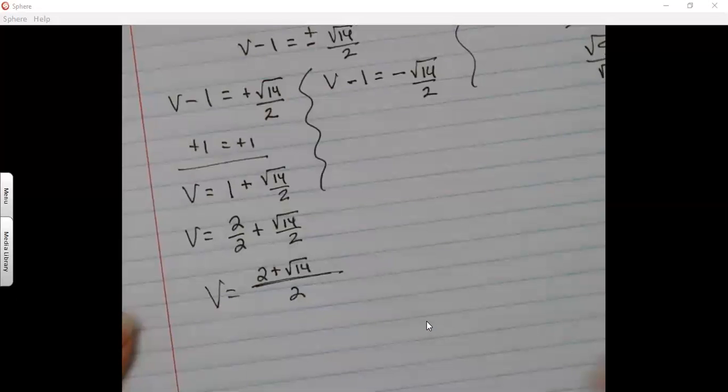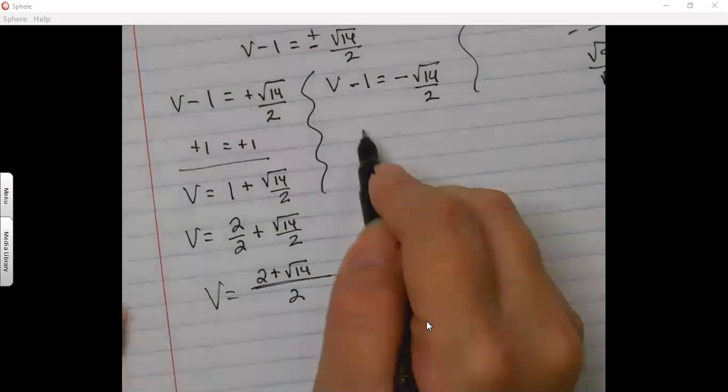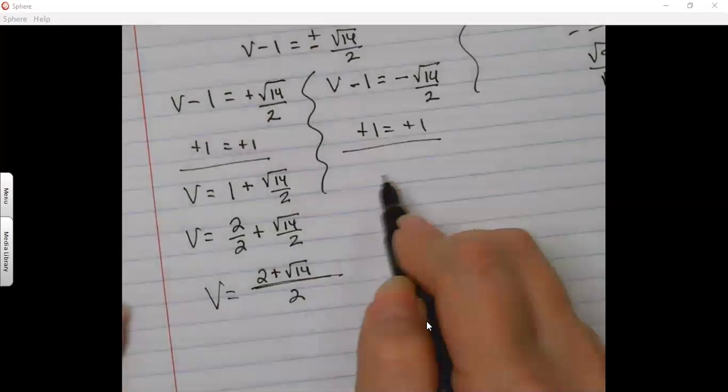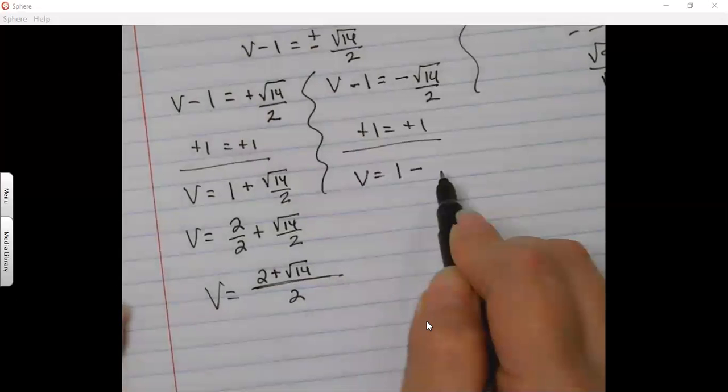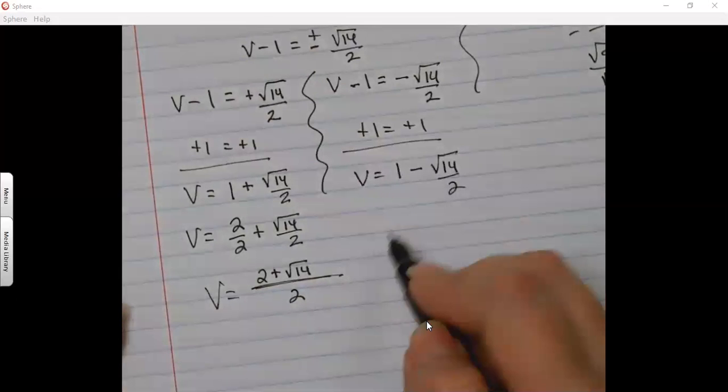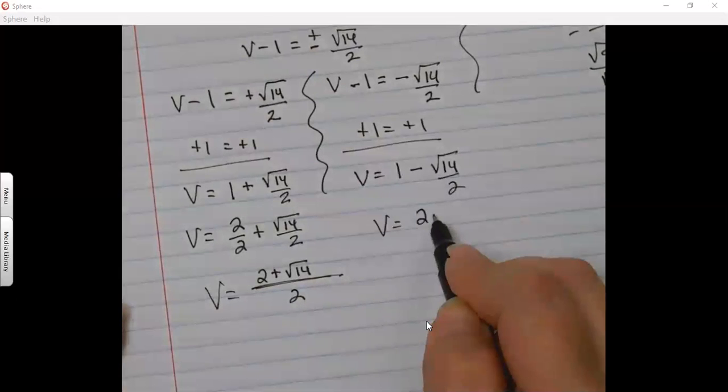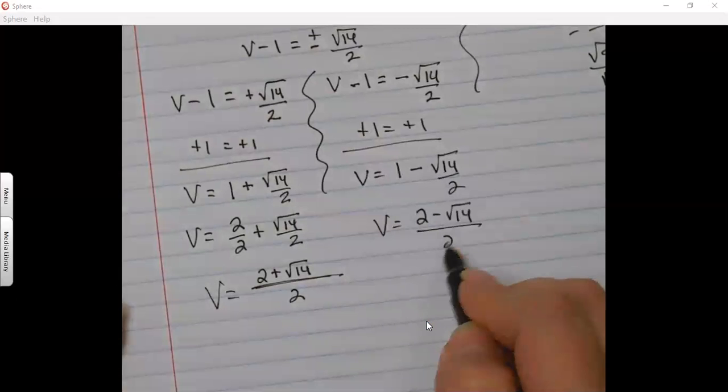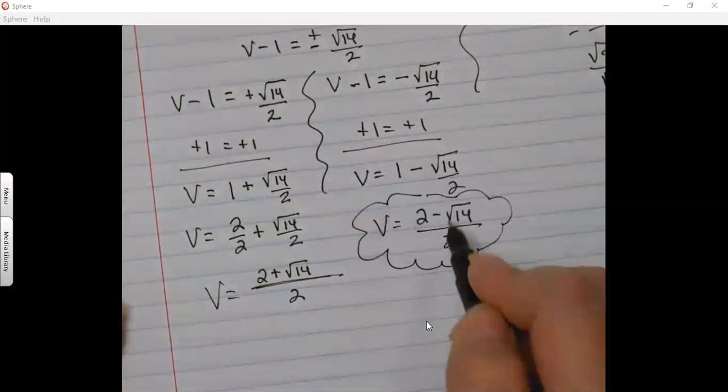Same thing on the other equation. So that'll be v equals 1 minus the square root of 14 divided by 2. You already know I'll turn that into 2, right? And have 2 minus the square root of 14 quantity divided by 2. I just did it one less step because it's just like the one next to it, except for we were subtracting the square root of 14 instead of adding it.